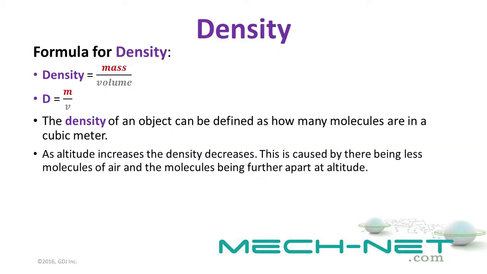Formula for density. Density equals mass over volume. D equals m over v. The density of an object can be defined as how many molecules are in a cubic meter. As altitude increases, the density decreases. This is caused by there being less molecules of air and the molecules being further apart at altitude.